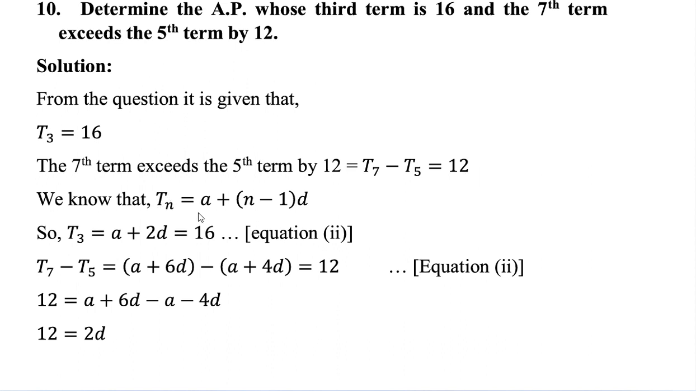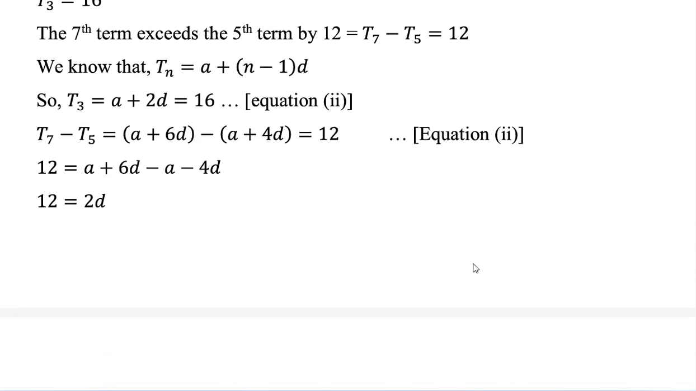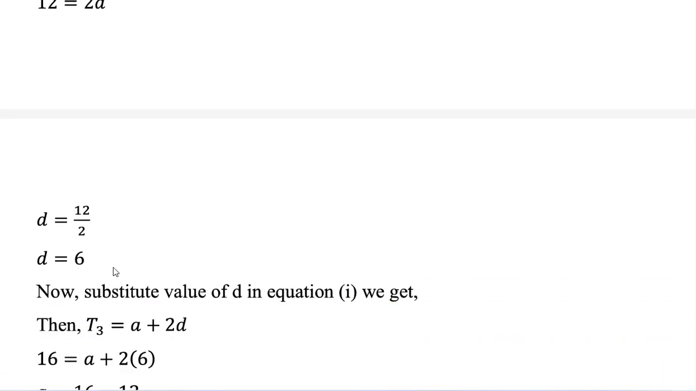So we know that Tn is equal to a plus (n minus 1) into d. So T3 is equal to a plus 2d is equal to 16. That is equation 1. Now we can do T7 minus T5: a plus 6d minus (a plus 4d) is equal to 12. Put it as equation 2. The previous one is equation 1, this is equation 2. A little bit of simplification, you will get the value of d.